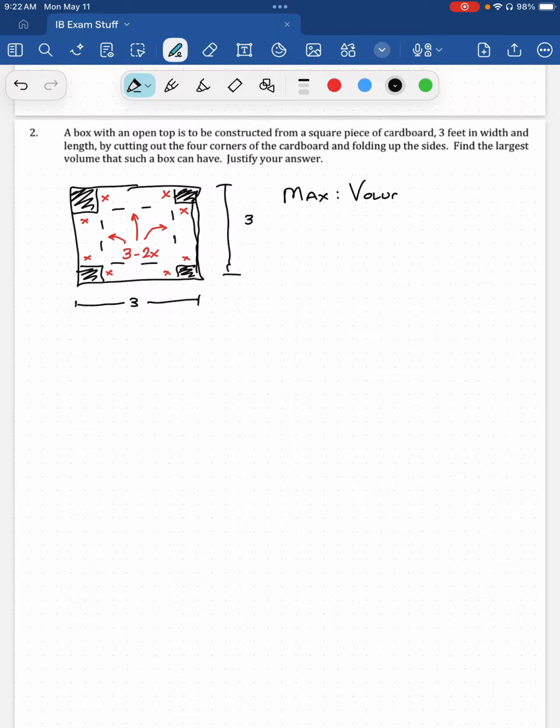So the volume of a box is length times width times height, and that's what we're trying to maximize. Now, the length and the width of the dotted lines, so that's going to be 3 minus 2x for the length and 3 minus 2x for the width, and x for the height. So that could be my function. It's one variable, but I definitely want to try and simplify that first.